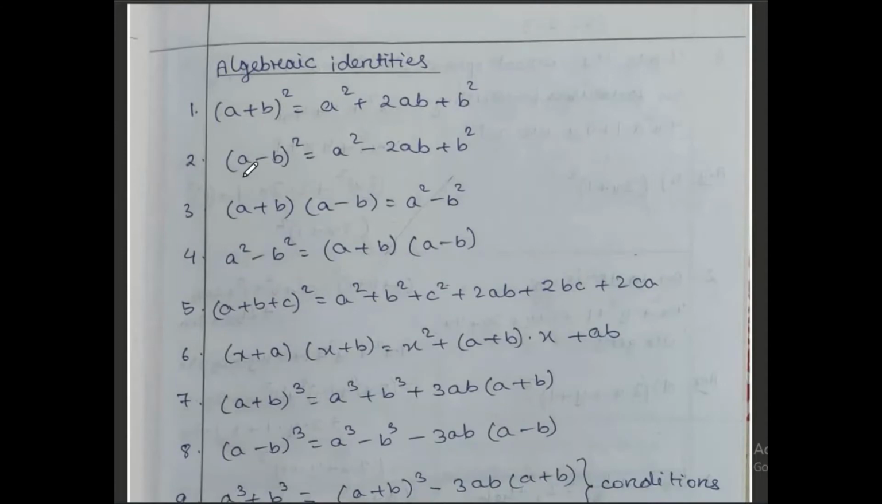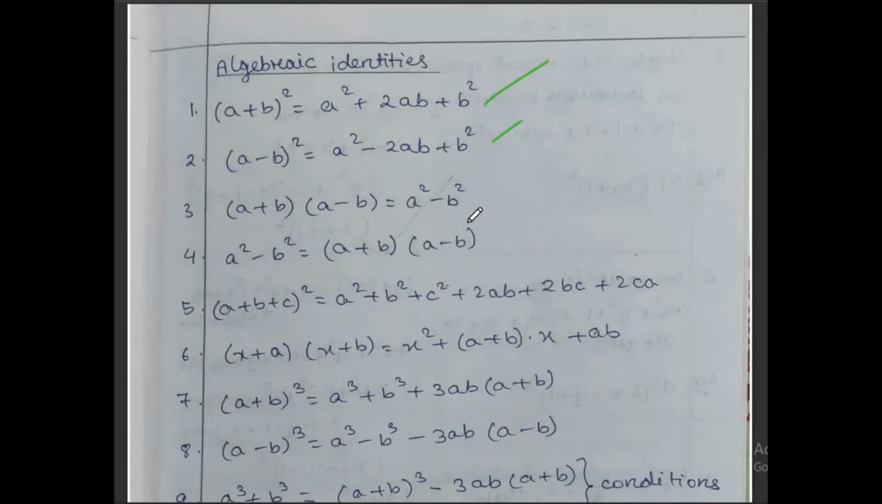If in between minus is coming, then a square minus 2ab plus b square. This is your first formula. This is your second formula. We had it in earlier classes also. Now the third formula: a plus b into a minus b equals a square minus b square.